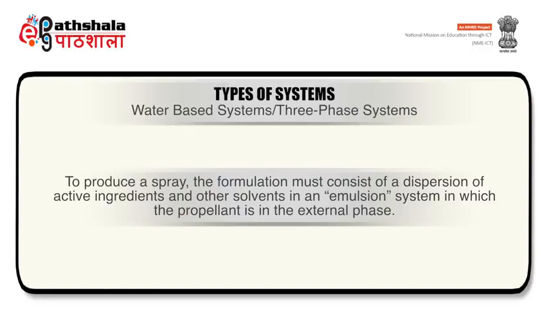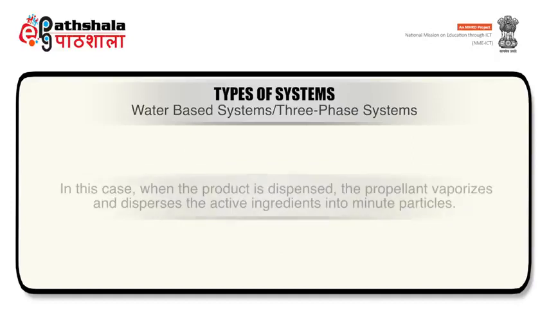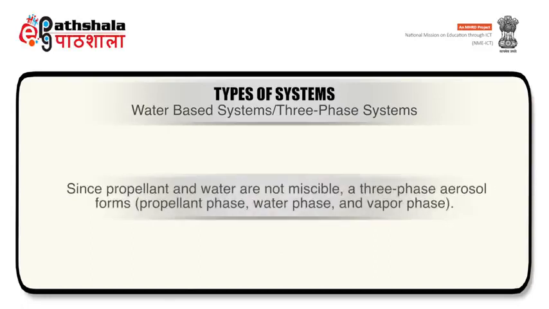To produce a spray, the formulation must consist of a dispersion of active ingredients and other solvents in an emulsion system in which the propellant is in the external phase. In this case, when the product is dispensed, the propellant vaporizes and disperses the active ingredients into minute particles. Since propellant and water are not miscible, a three-phase aerosol forms, consisting of propellant phase, water phase, and vapor phase.